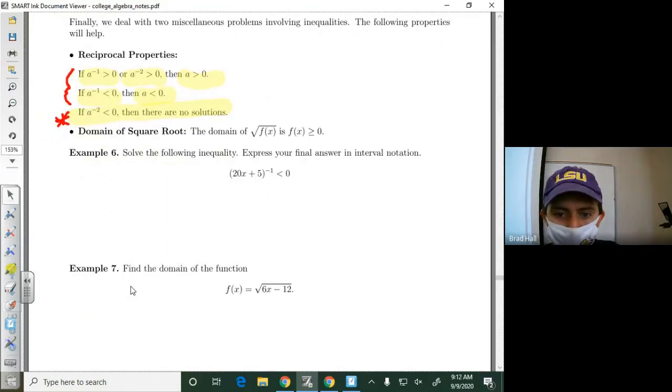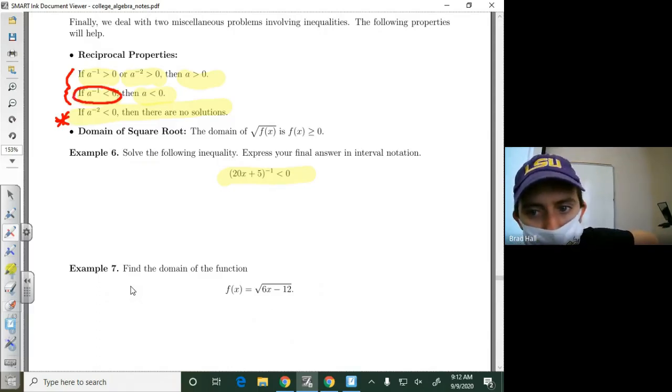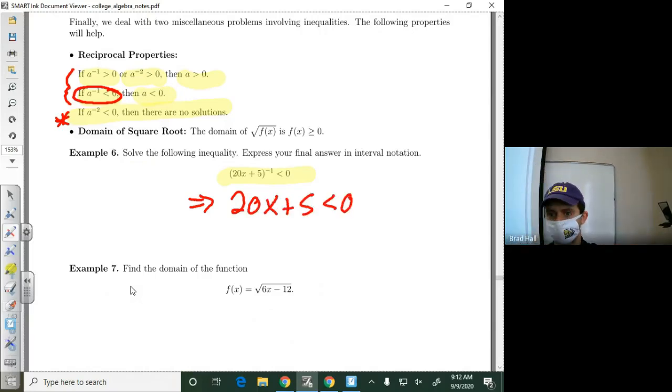So with example 6, and we'll talk about the domain thing in a second, but with example 6, we look and see which one of the above criteria this matches. I see a -1 exponent less than 0. So it matches this form, which means that we are simply allowed to just get rid of the exponent. So that's it. That's how we interpret it.